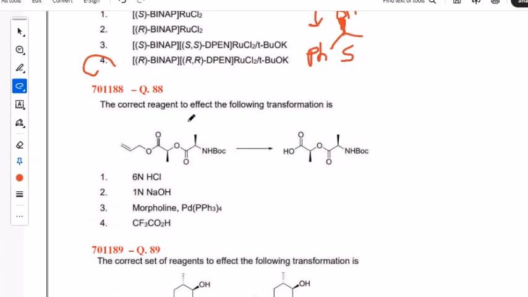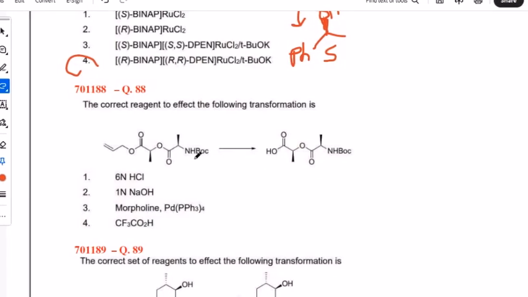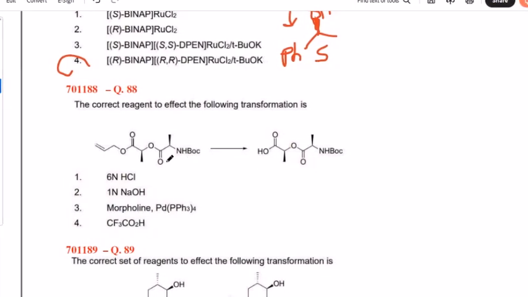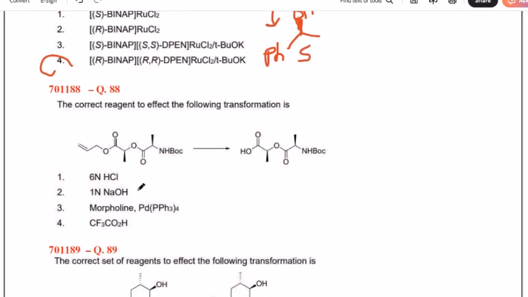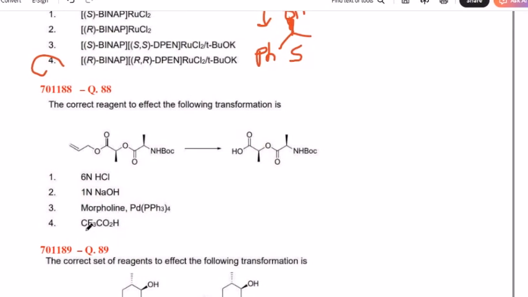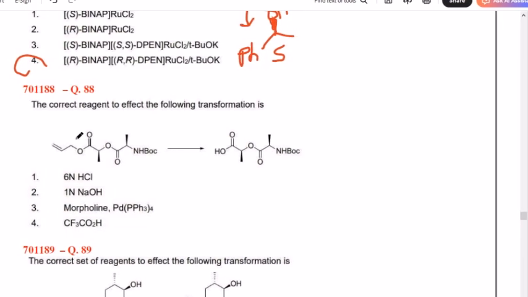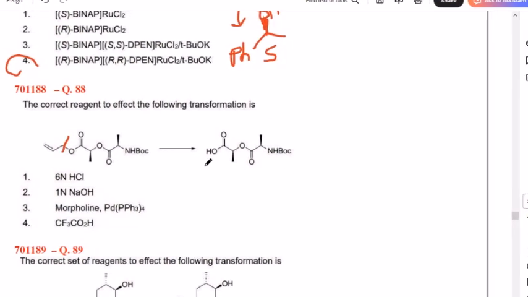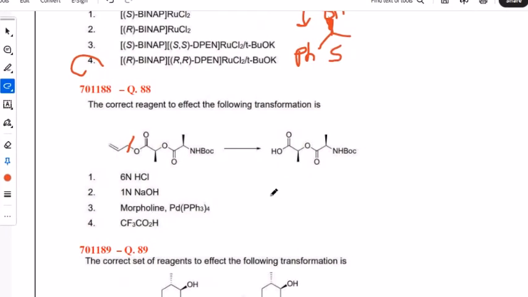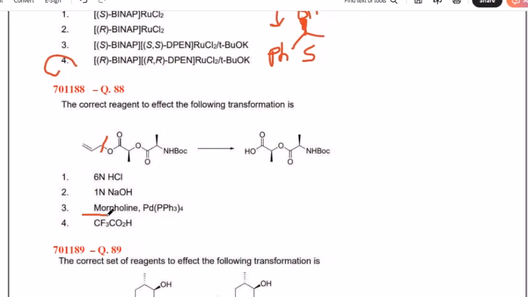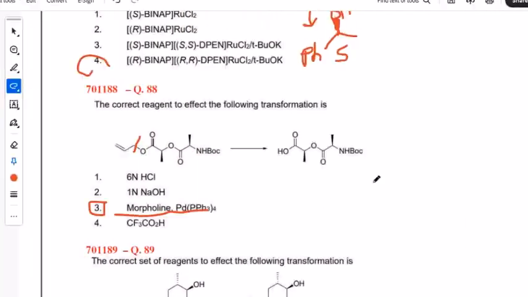The correct reagent to effect the following transformation is, so Boc is stable to... if you use HCl, Boc is going to be removed. Sodium hydroxide, no. Morpholine, TFA also, this Boc is going to be removed. So in this reaction, what is going to happen? This allyl group is going to be removed. Allyl deprotection using morpholine and tetrakis(triphenylphosphine)palladium is a common reagent. So option number 3 is the correct option, friends, right?